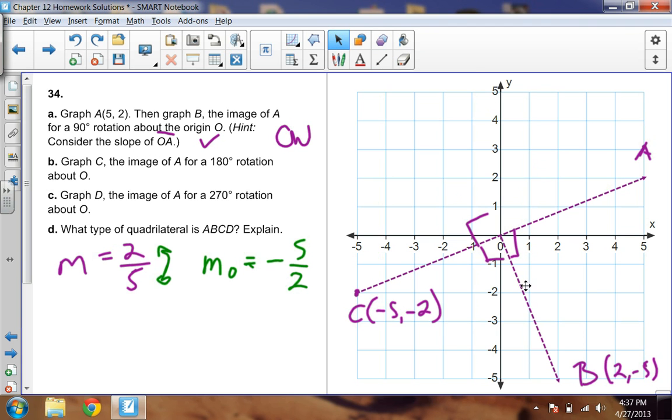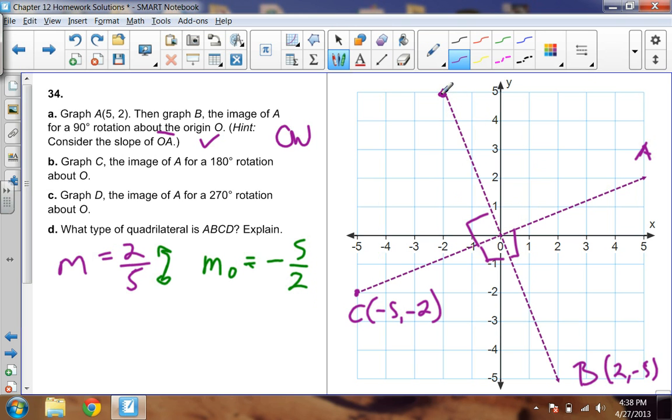So let me actually just take this and take it out just like I did with the other one. Like that, it should cross through the origin, be at the same slope, and D is the same distance away from the origin just like all of the others are. So here's point D at -2, 5.